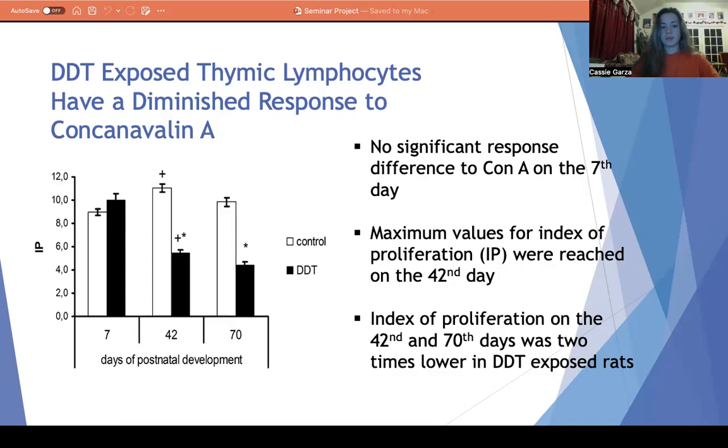So you can see that the control would have the normal values of response to lectins, and it should be at this level. And DDT has diminished that to almost half. So you have basically half of the response to concanavalin A, which is definitely going to have some implications. It's definitely going to have some implications with immune responses, like I said.